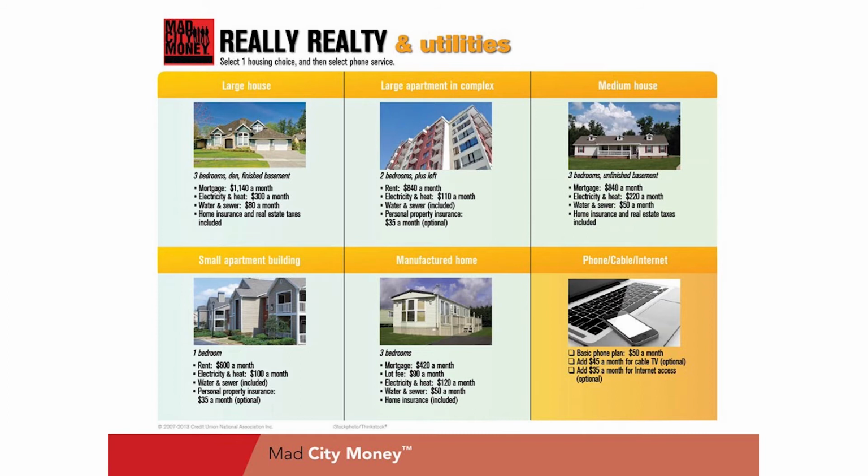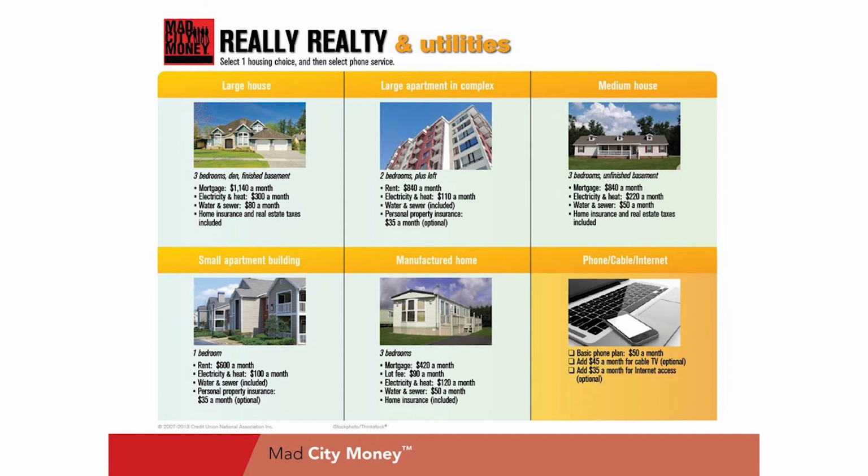Next, what you want to do is select your housing, realty, and utilities. Each one of these is different, so you'll need to look at your income to see what you can afford each month. Your large house, you're looking at a mortgage of $1,140 a month. Your large apartment in complex, you're looking at 2 bedrooms, $840 a month. Medium house, 3 bedrooms, you're looking at $840 a month as well.